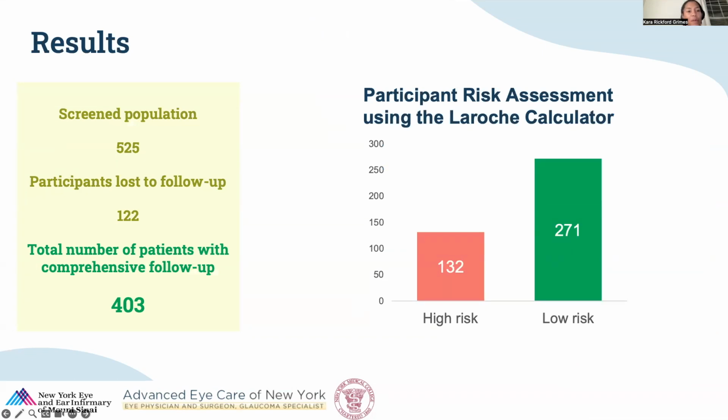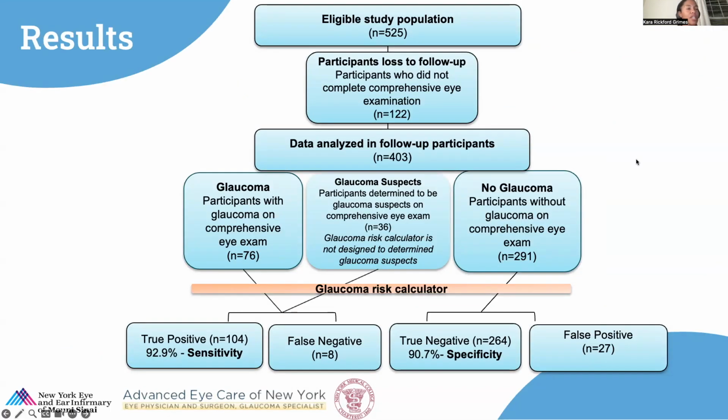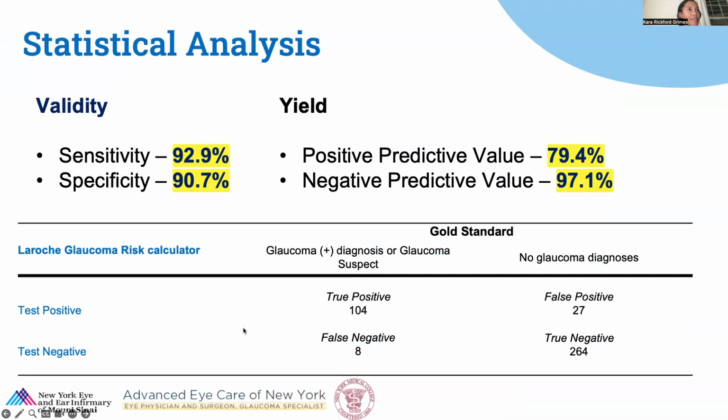Of these 403 participants, 132 were considered high risk and 272 were considered low risk, based on the risk assessment by the Laroche calculator. When these participants followed up for a comprehensive eye exam, 76 were diagnosed with glaucoma, 36 were considered glaucoma suspects, and 291 did not have a glaucoma diagnosis. For this study, those with a diagnosis of glaucoma and those determined to be glaucoma suspects were categorized as one group. This allowed us to calculate sensitivity, specificity, and our positive and negative predictive values.